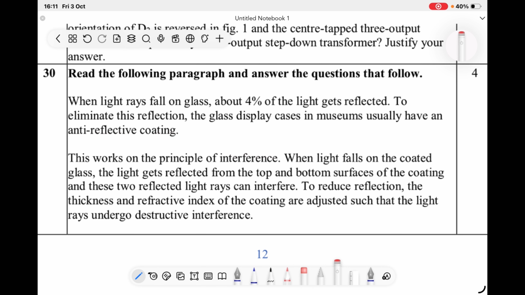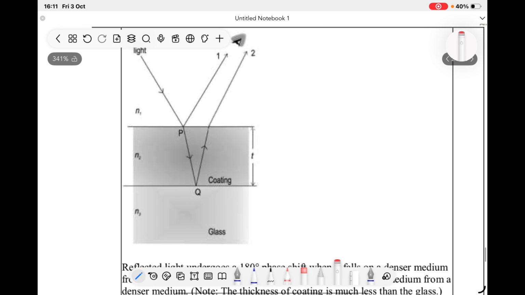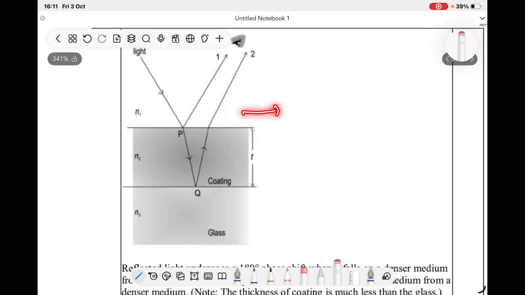When light falls on coated glass, the light gets reflected from the top and bottom surfaces, and these two reflected light rays can interfere. To reduce reflection, the thickness and refractive index of the coating are adjusted such that the light rays undergo destructive interference. Okay, so you can see here it is coating. This is air. This is the coating with n2, and this is glass with n3. So this is the ray reflected from the first part, and this is the ray reflected from the second part.